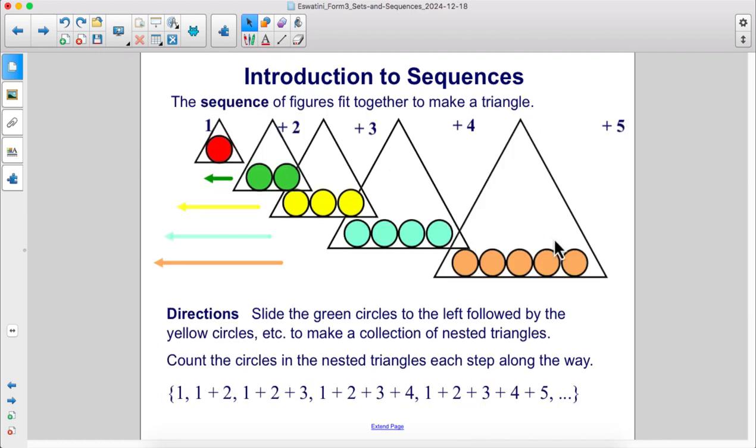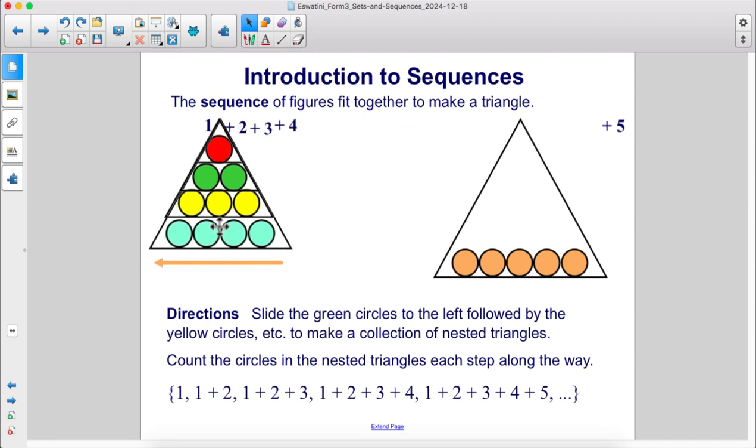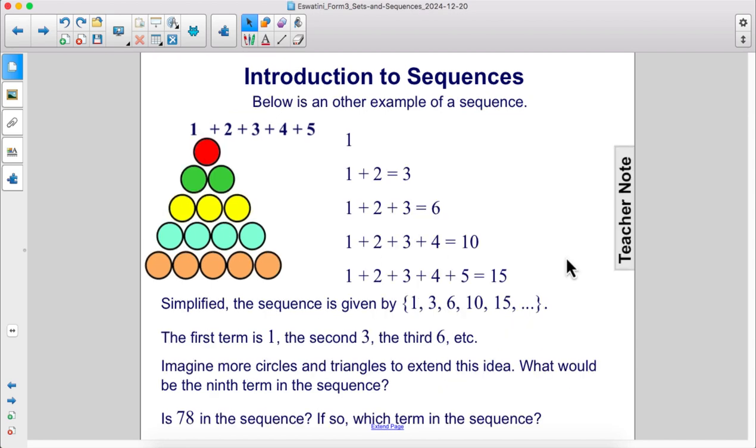The sequence of figures fit together to make a triangle. First, we slide the green triangles over, so we get 1 plus 2. Then we have 1 plus 2 plus 3, 1 plus 2 plus 3 plus 4, and 1 plus 2 plus 3 plus 4 plus 5. Simplified, the sequence is given by 1, 3, 6, 10, 15, and so on. The first term is 1, the second, 3, the third, 6, etc. Imagine more circles and triangles to extend this idea.